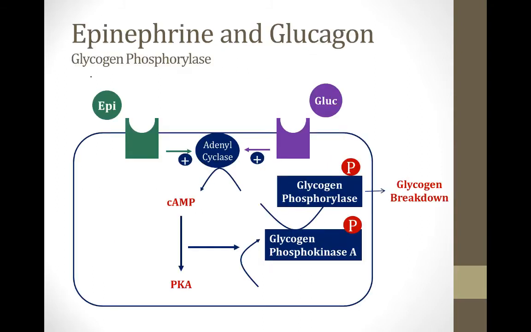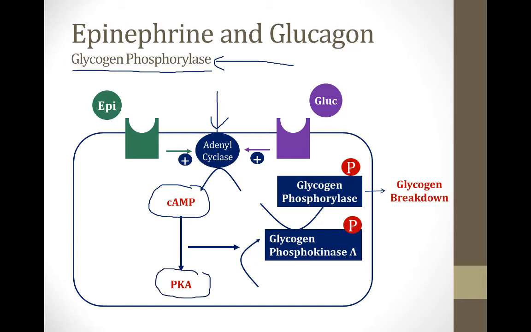Here's a depiction of the effects of epinephrine and glucagon on glycogen phosphorylase. Remember that epinephrine and glucagon are always going to result in enzyme phosphorylation, and remember that they want glycogen phosphorylase to be active so that it can break down glycogen. Epinephrine or glucagon bind to their receptors and they activate adenyl cyclase. Adenyl cyclase raises the level of cyclic AMP inside of the cell, and cyclic AMP activates protein kinase A. Protein kinase A then phosphorylates an intermediate called glycogen phosphorylase kinase, and this enzyme then phosphorylates glycogen phosphorylase so that it can go on to break down glycogen.